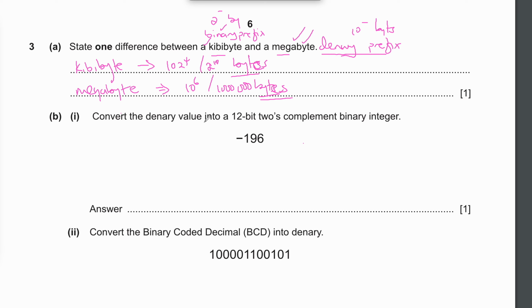All right. Number two, convert the binary value into a 12-bit 2's complement. So we have negative 196, and we are asked to put it into 12-bit 2's complement. There are two ways of doing this.